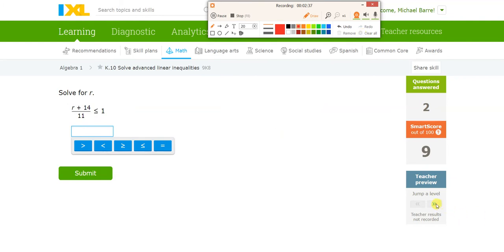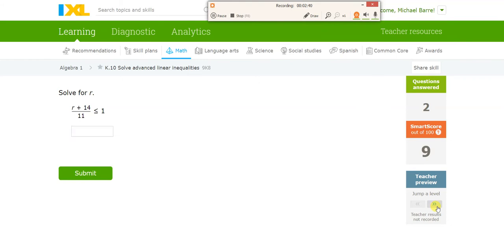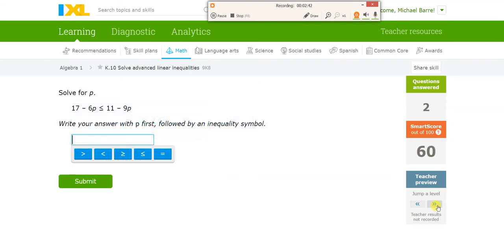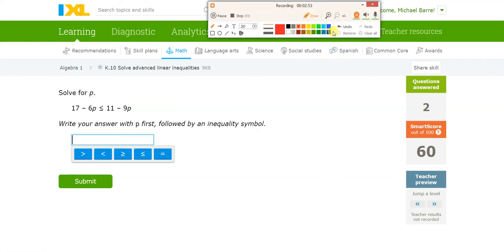You're going to jump a level. Ooh, variables on both sides. Variables on both sides of the inequality symbol. Okay, 17 minus 6p is less than or equal to 11 minus 9p. I'm going to add 6p to both sides. So 17 is less than or equal to 11 minus 3p.